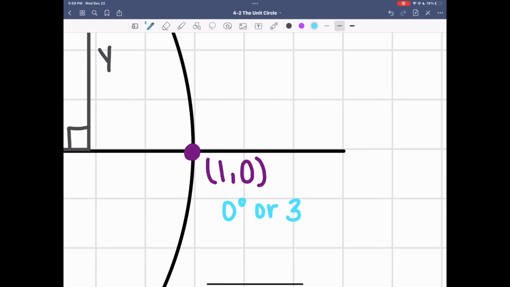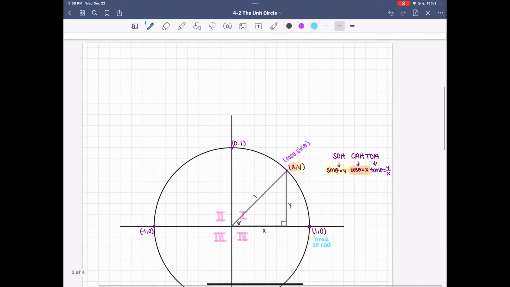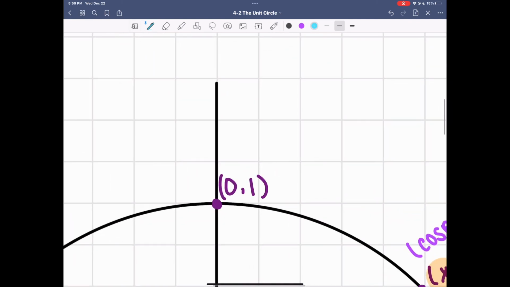And then using what we know from any circle, we know that this point would give us 0 or 360 degrees around a circle, and then we could use what we just learned about converting degrees to radians to convert that to 0 radians or 2 pi radians. We could do the same thing for each point, where this point would equal 90 degrees, so converting that would be pi over 2 radians.